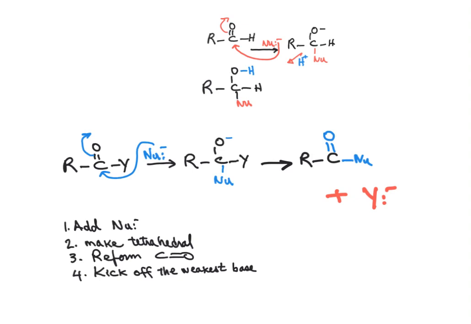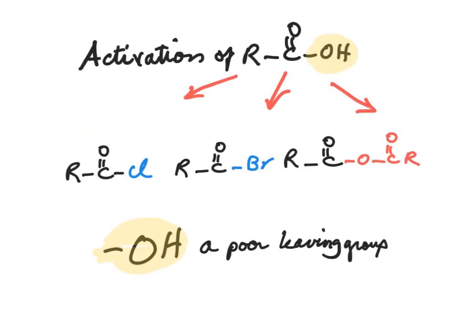Let's review it. We add the nucleophile to the carbonyl, make a tetrahedral intermediate, and then we are going to expel the weakest base. In this case it is the Y-. We usually say that this is the family of carboxylic acids and derivatives because we can say that substances can be prepared from carboxylic acids. But the reality is that carboxylic acid is very unreactive. The carboxylic acid group will need to be activated by preparing an acyl halide or an anhydride.